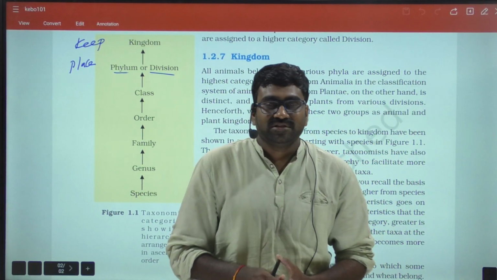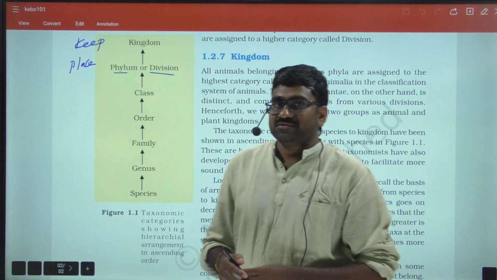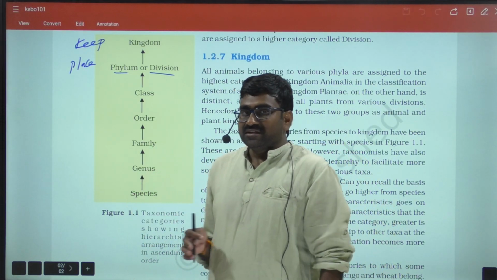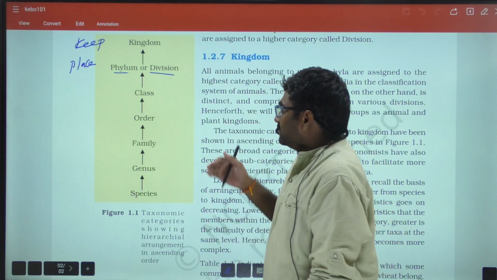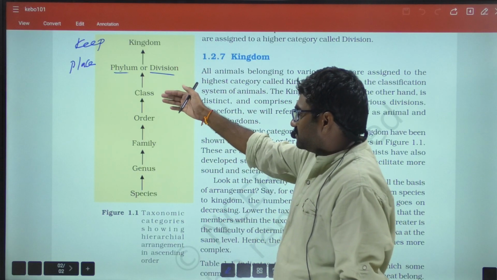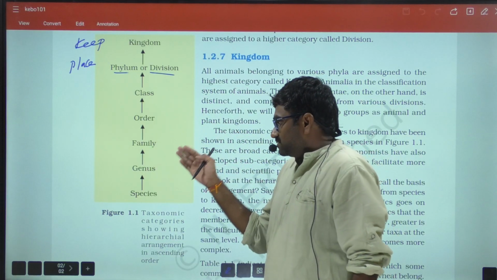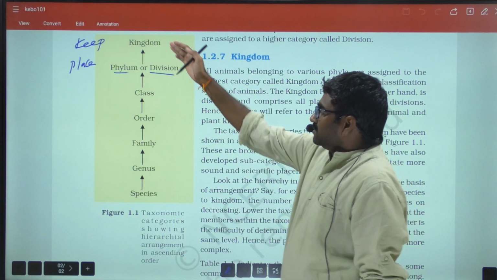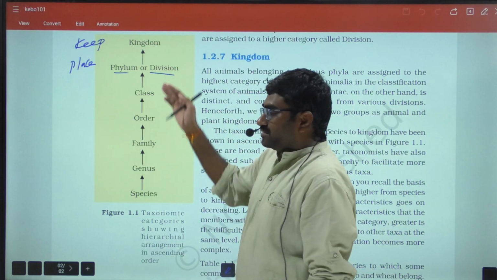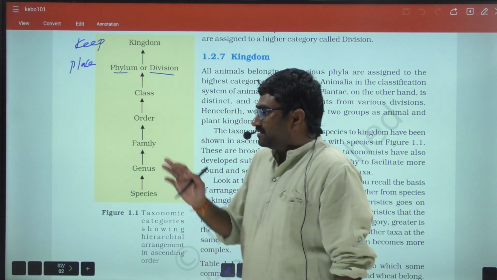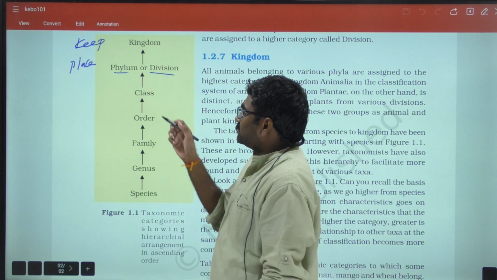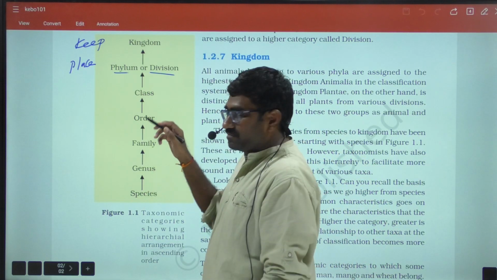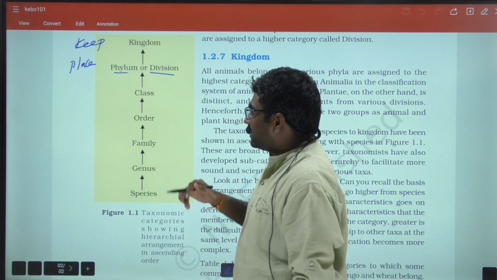So we are talking about the taxonomic categories. Here you have to remember the ascending order and descending order of these taxonomic categories: kingdom, division, class, order, family, genus, species. Division is used for plants and phylum is used for animals. You have to use a mnemonic to remember these taxonomic categories.